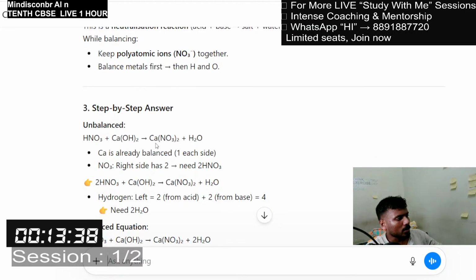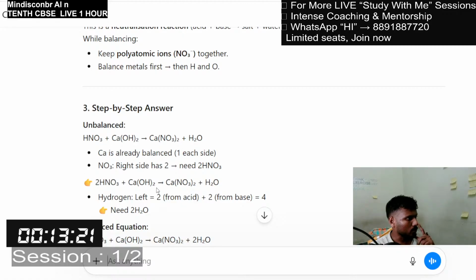Calcium is already balanced. Here only one atom of calcium, here also one atom of calcium. For NO3, the right side has 2 NO3, so we need to write 2 HNO3. Then only 2 HNO3 and NO3 twice will be equal. So we write here 2 HNO3: 2 HNO3 plus Ca(OH)2 gives Ca(NO3)2 plus water.